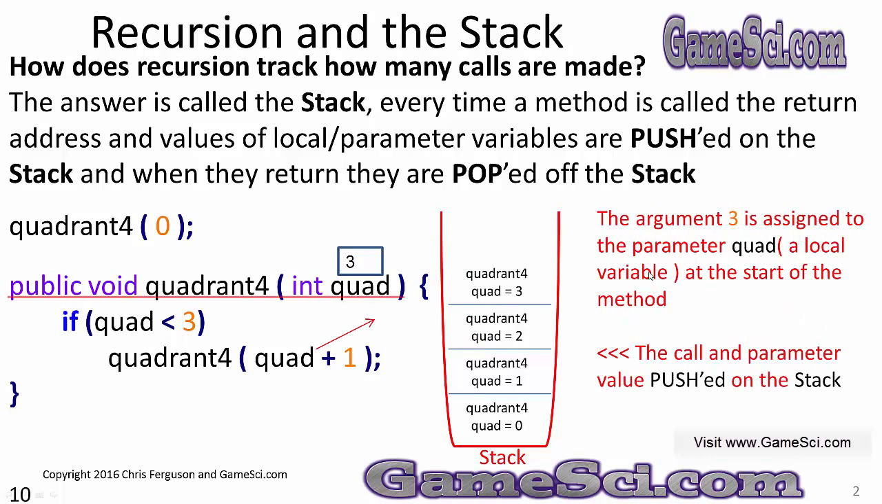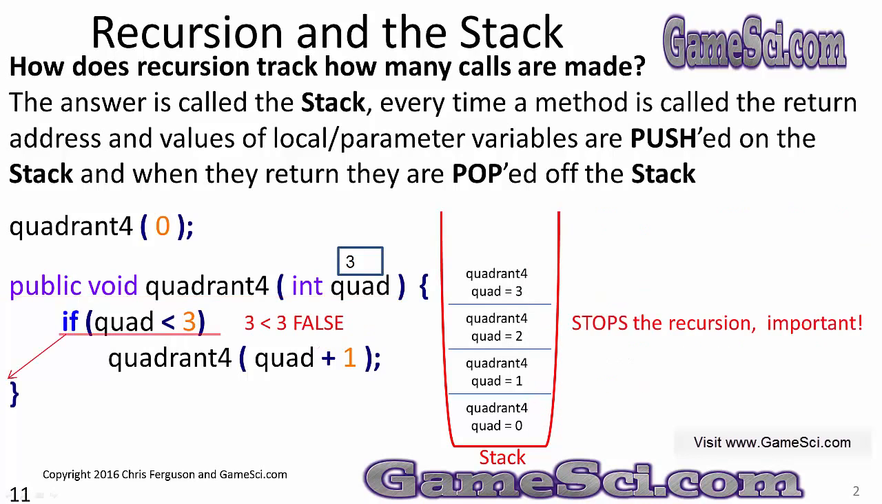So we come again. The argument 3 is assigned to the parameter quad, which is a local variable at the start of the method. You can see on the stack here, quadrant 4 has been placed on the stack again with the value of quad being 3. Every time quadrant 4 is called, it's kept track of on the stack. But this time it's different.